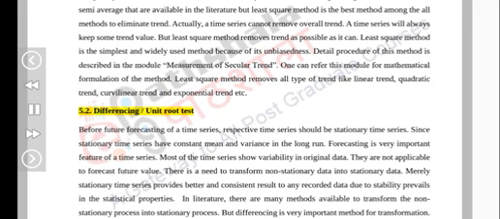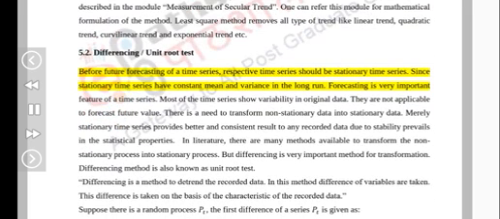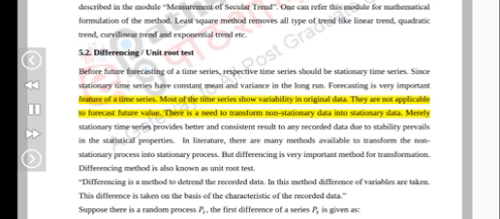5.2. Differencing unit root test. Before forecasting a time series, the respective time series should be a stationary time series, since a stationary time series has constant mean and variance in the long run. Forecasting is a very important feature of a time series. Most time series show variability in original data. They are not applicable to forecast future values. There is a need to transform non-stationary data into stationary data.